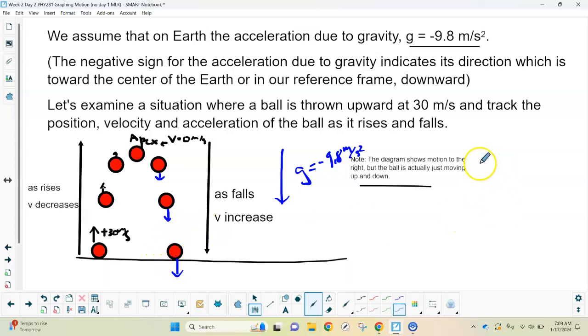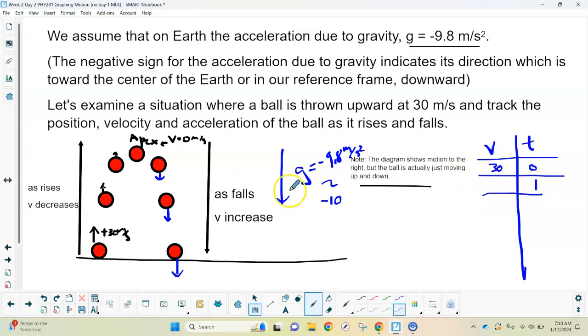Just tracking it, if we set up a table, we track velocity as a function of time. We're throwing at 30 meters per second, and 0 seconds is when it leaves my hand. Let's approximate gravity to be -10 because that will be easier to track. It's not exactly that, but it's close enough that we can estimate it. After 1 second, what's the velocity? How fast is it moving if this is 1 second into the motion and this is 0 seconds? If we take away 10, it's going to be 20 meters per second. So it's going at 20 now.